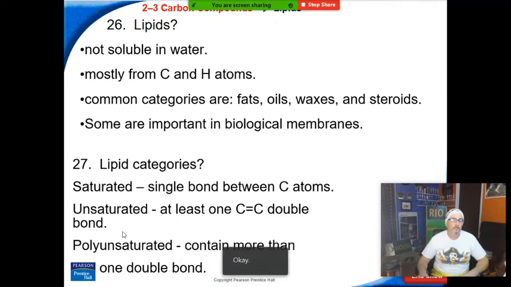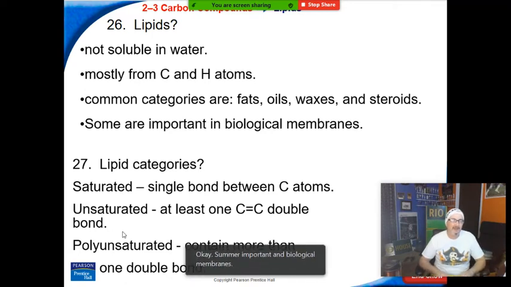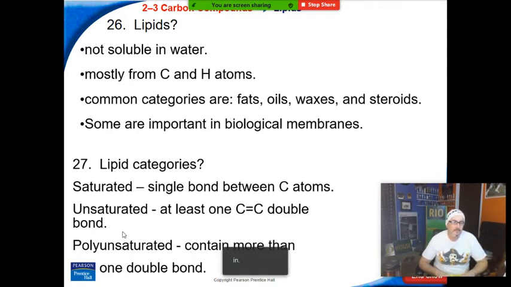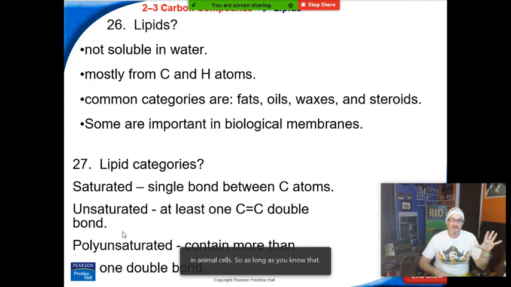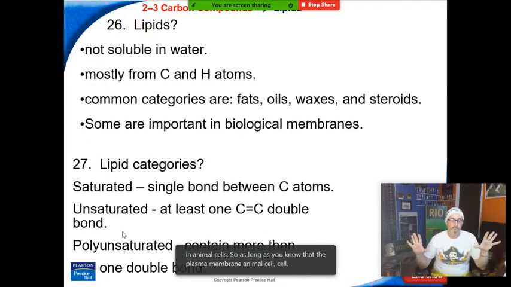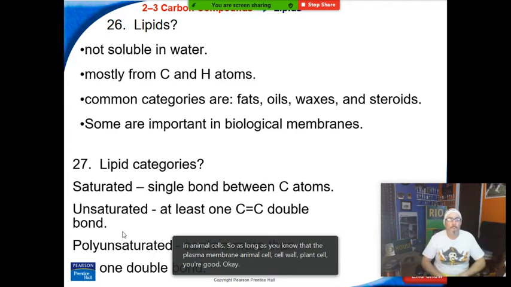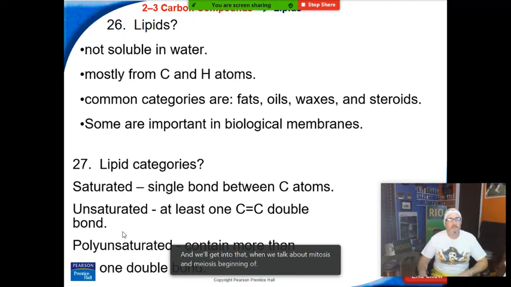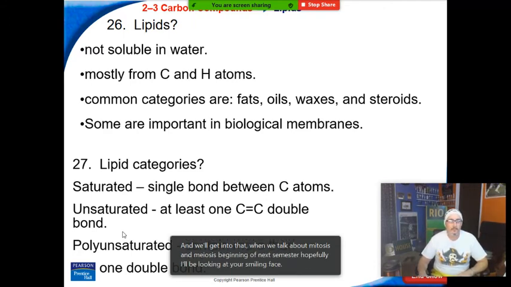Okay, some are important in biological membranes. I don't really like how he said biological membrane cell wall or membrane walls, because cell walls are only found in plants. The phospholipid bilayer and biological membranes are found in animal cells. So as long as you know that the plasma membrane is animal cell and cell wall is plant cell, you're good. And we'll get into that when we talk about mitosis and meiosis at the beginning of next semester. Hopefully I'll be looking at your smiling faces. Well, you won't be smiling if you're taking notes necessarily, but hopefully I'm looking at your smiling faces.